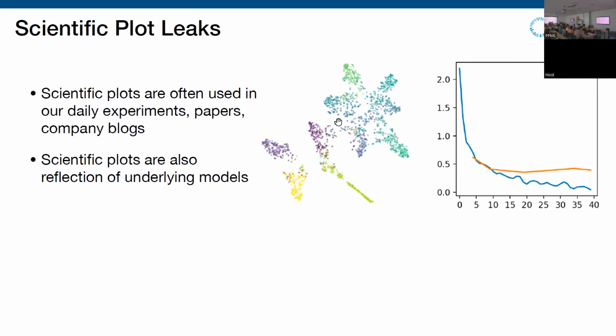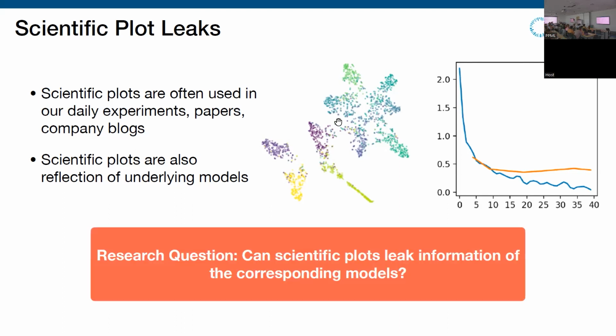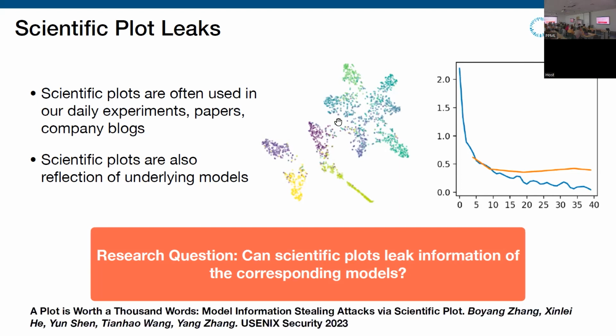But think about this. These plots are also a reflection of the model itself. They contain information about the model, because they reflect the model's information to a certain extent. So what we study here is, from this plot, we infer the underlying model information. That's the research question. You treat the plot as an image, whether it's PDF, PNG, whatever, it is an image. From this image, the attacker learns the underlying information about the model. The paper is actually exactly that way.